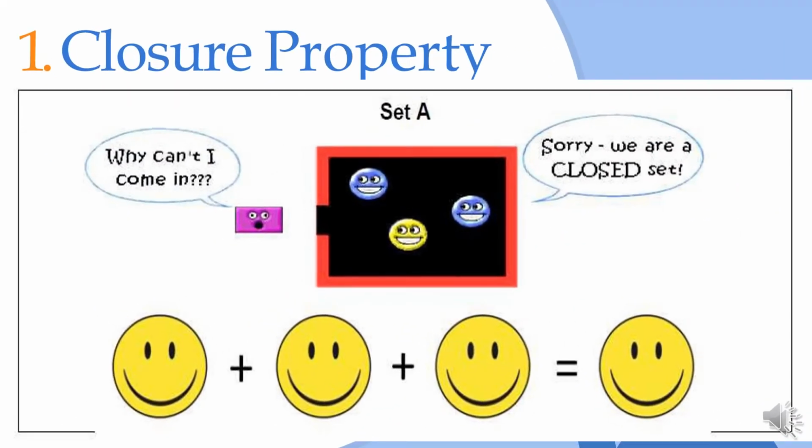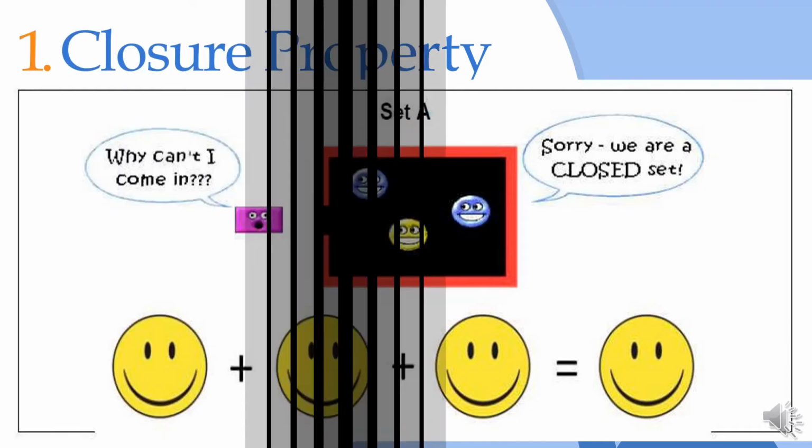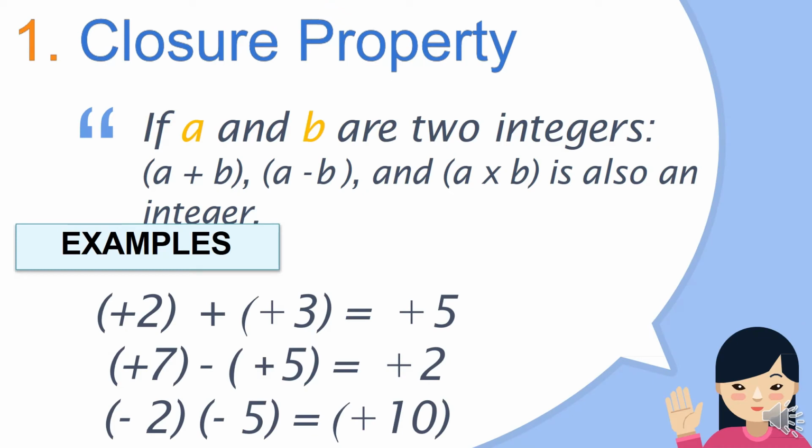The first property is the closure property. What can you say about the figures? How can we say that the set is closure property? Closure property of integers refers to the sum, difference, and product of any two integers is always another integer.